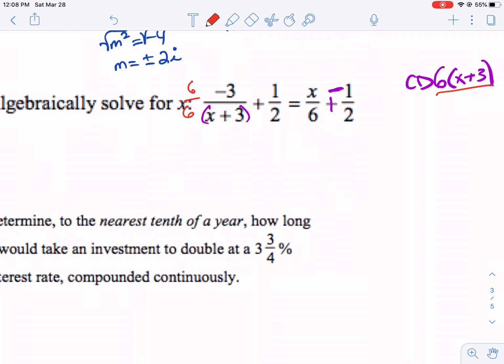Multiply the first fraction by 6. Second fraction, that 2 needs to be multiplied by 3 to turn into a 6, and I also need the parentheses. Third fraction just needs the x plus 3. The last fraction, again, needs the 3 and the x plus 3.